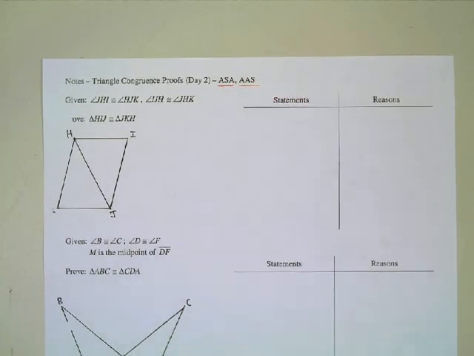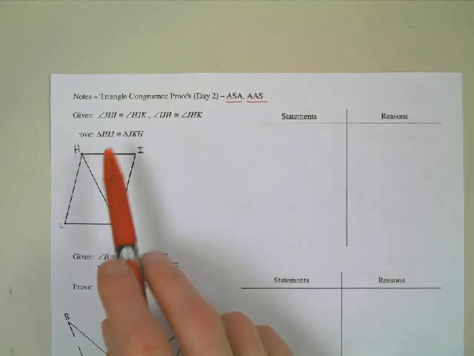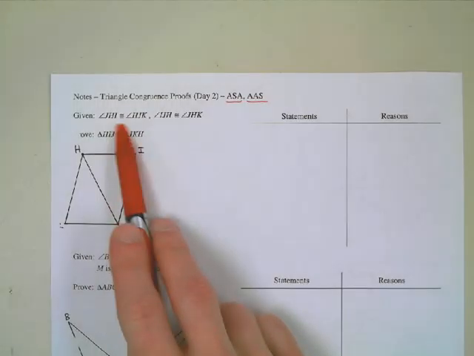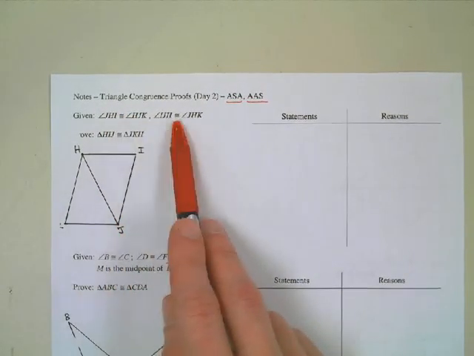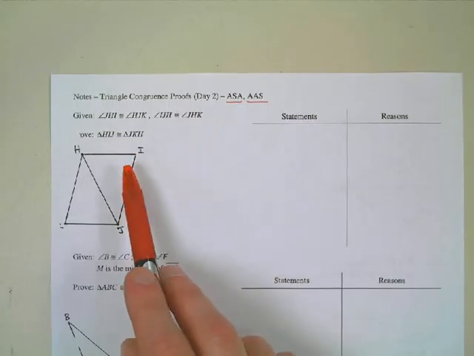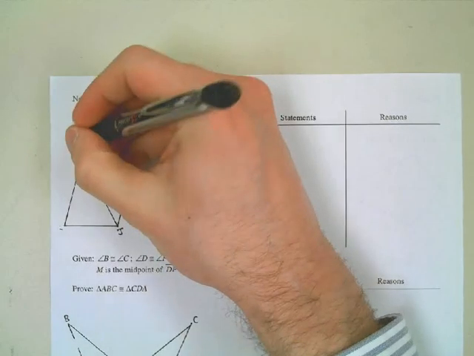All right, so let's tackle the proof in the same way we normally do. We have some given information here. We have some congruent angles, right? Not congruent sides, but congruent angles. And then we're trying to prove that triangle HIJ is congruent to triangle JKH here.